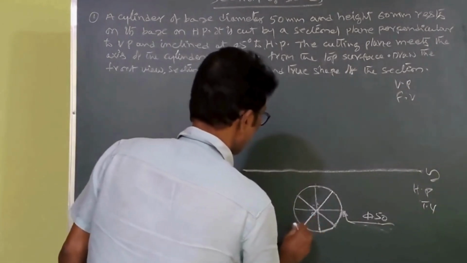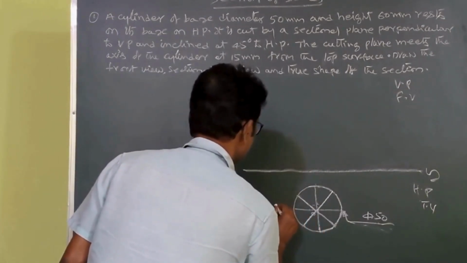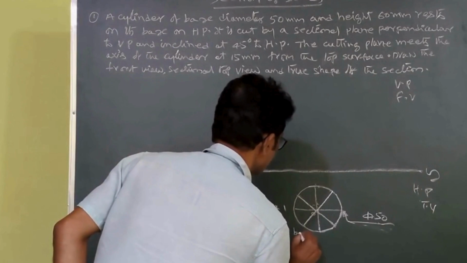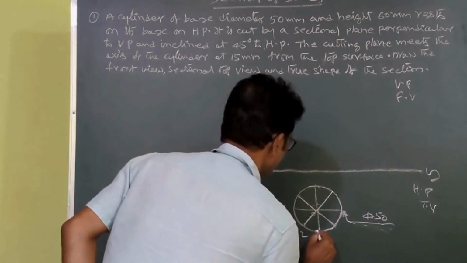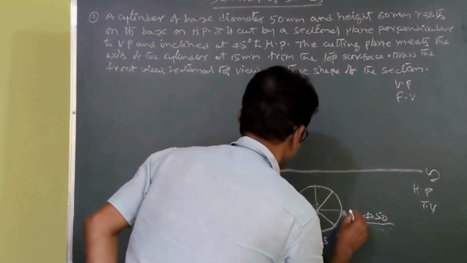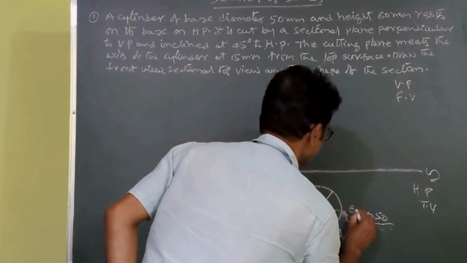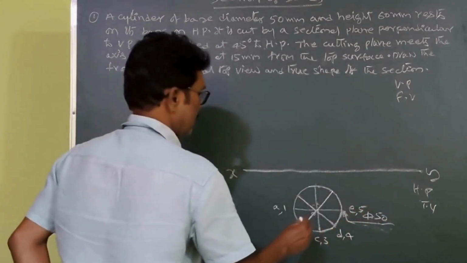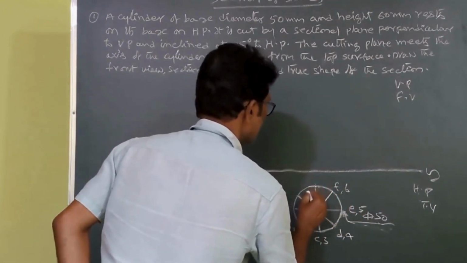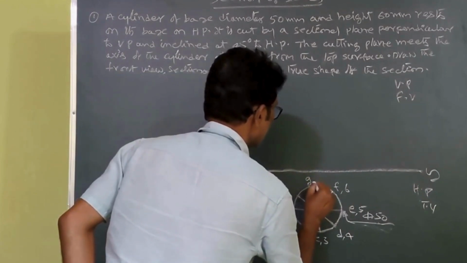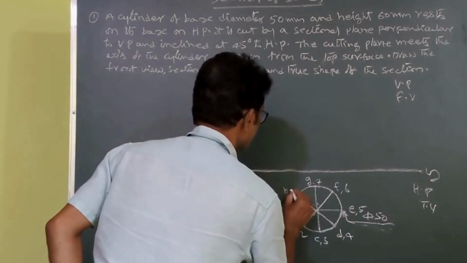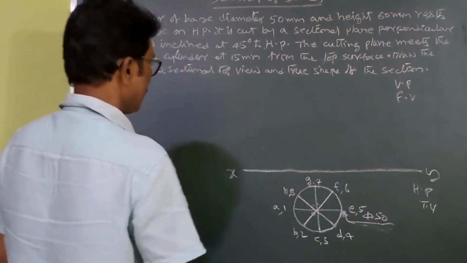Let us say for the cylinder, the top is A with bottom 1, here B with 2, C with 3, D with 4, E with 5, F with 6, G with 7, and H with 8.